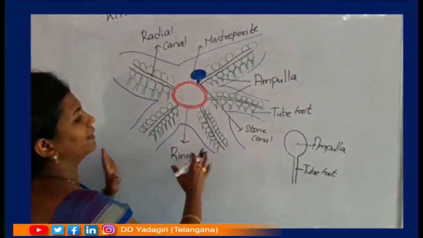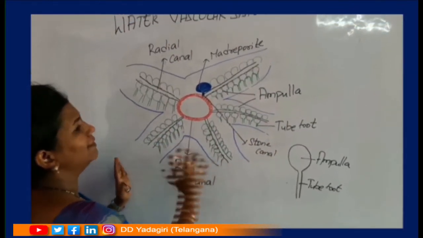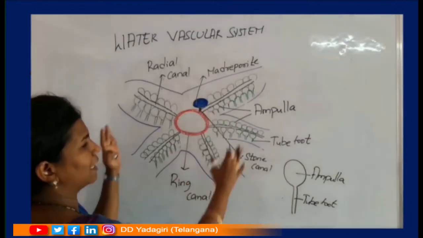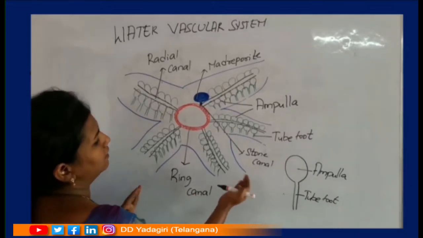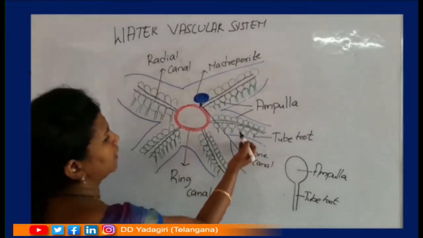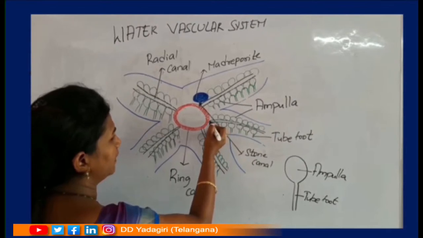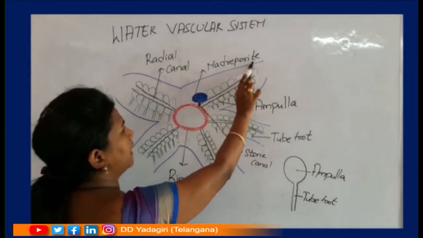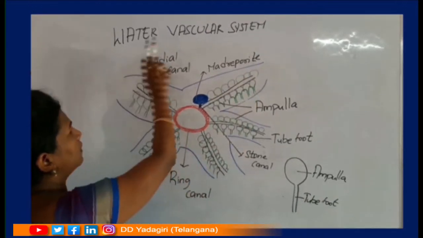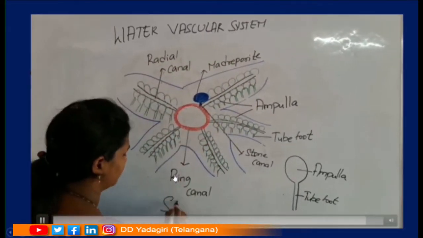In this way, the network of water undergoes circulation, distributing food and nutrients. In the same way, it is again reversed from the tube feet to the radial canal, from the radial canal to the ring canal, and the water exits through the same madreporite. So this is the water vascular system of the starfish.